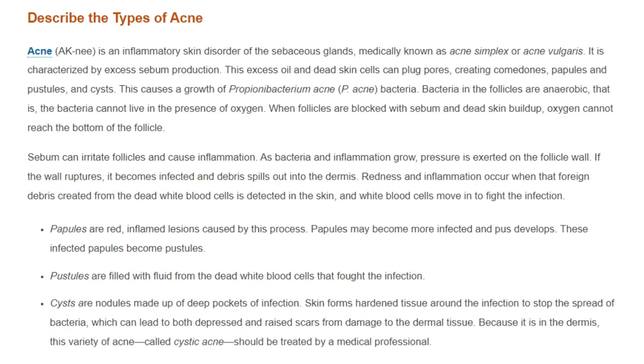Pustules are filled with fluid from the dead white blood cells that fought the infection. Cysts are nodules made up of deep pockets of infection. Skin forms hardened tissue around the infection to stop the spread of bacteria, which can lead to both depressed and raised scars from damage to the dermal tissue. Because it is in the dermis, this variety of acne, called cystic acne, should be treated by a medical professional.